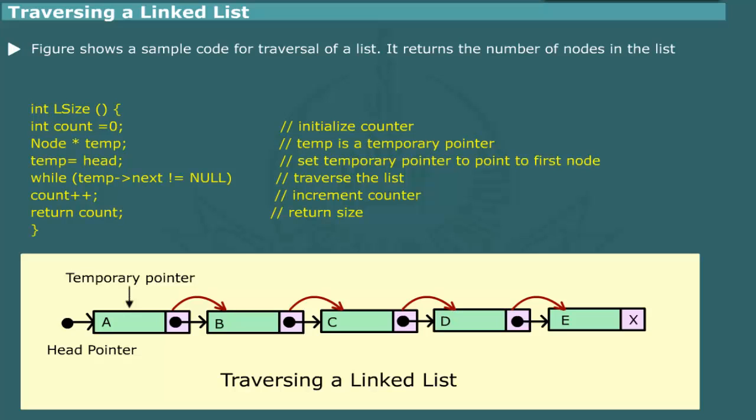The code implements a method lSize, which returns size of a list with pointer head pointing to the front element. Briefly, these steps are involved. A counter is initialized to 0. A node pointer temp is used to point to the first node. A loop is set up to scan the list. In each cycle, the counter is incremented by 1. At the end, the function returns the count value.